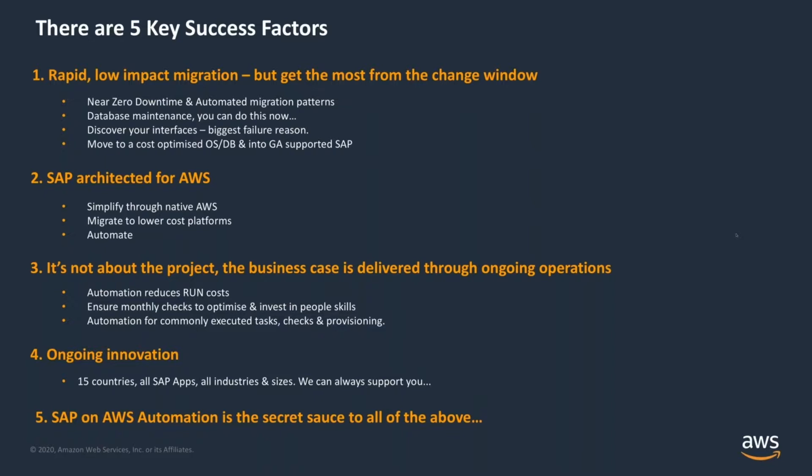And then the fifth thing is automation. So I've talked about it a lot. I won't dwell on it now. We believe SAP on AWS benefits, cost reduction, etc., are only delivered through high degrees of automation. We'll show you some of that in a second.